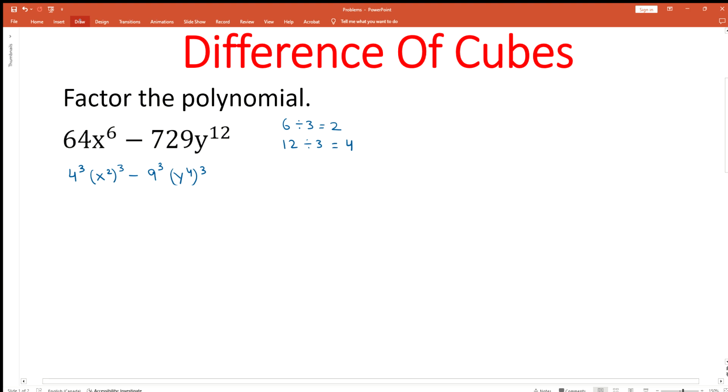Now we can simplify this expression. In the first term, the cube is on 4 and x squared, and the terms are being multiplied. So we can write 4 and x squared together in parentheses and put the cube outside the parentheses, because the cube applies to both 4 and x squared. We can do the same for the second term.